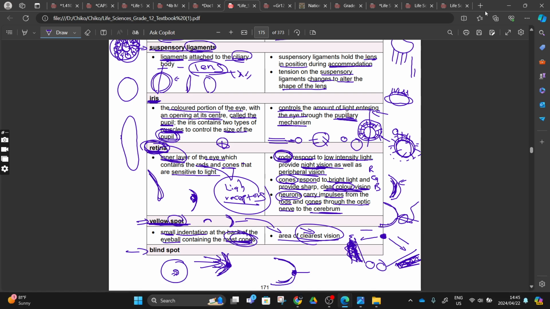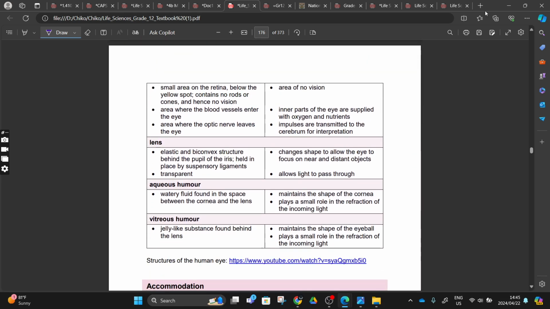And then we also have the blind spot. We still have another one, the blind spot, which is the small area of the retina back there below the yellow spot, containing no rods or cones, and hence no vision. This is where our optic nerve leaves our retina, and where the vessels inside the choroid enter the eye, right? So this is our blind spot, the area where the blood vessels enter the eye. And this is also the area where the optic nerve leaves the eye, right?